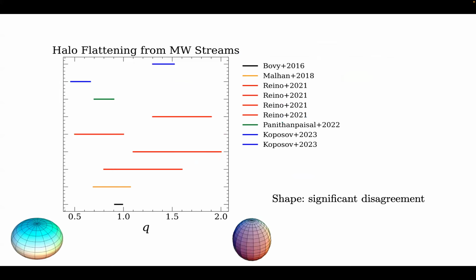We can look at the flattening. So you can think of this as C over A. Q of 0.5 would be very oblate, 2 would be very prolate. So how squashed is the halo? And there's a pretty significant amount of variance. There's not a clear picture from streams, at least, and other observables as well, of what the Milky Way halo looks like beyond the mass enclosed.